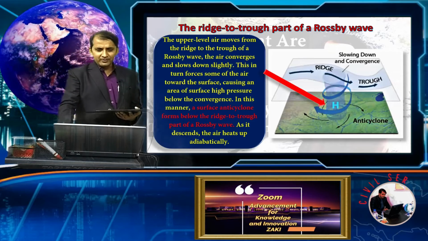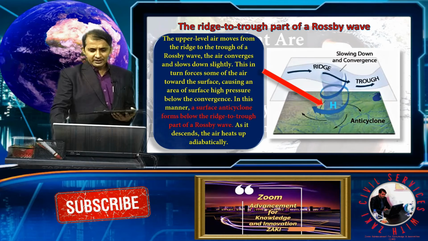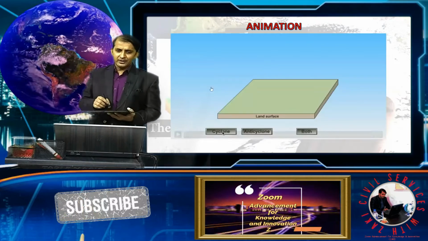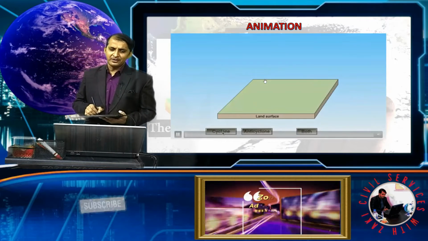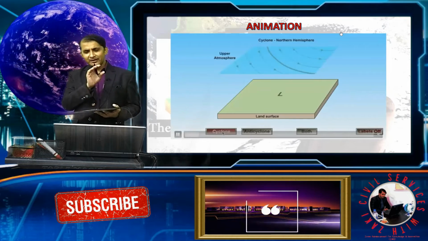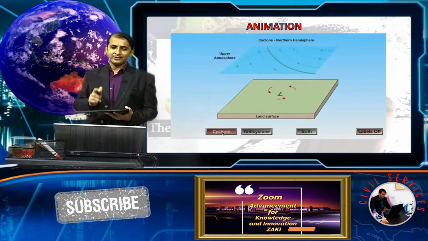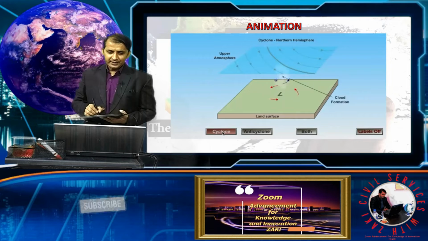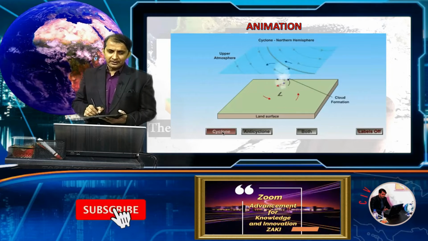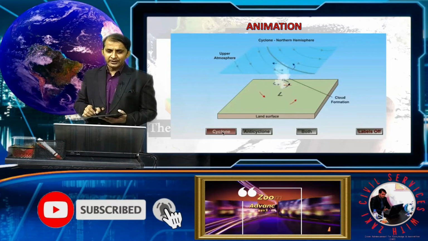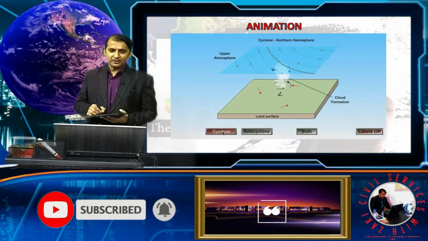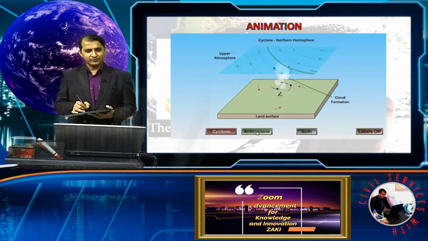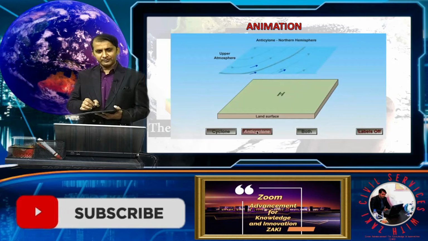Let's move forward and see another part of the animation. As you know, this animation is related to the mid latitude cyclone and anticyclone. These are related to each other. See here, it is the low pressure zone and they move in the upper atmosphere, which is basically the Rossby waves, and here it is the top of the Rossby waves.